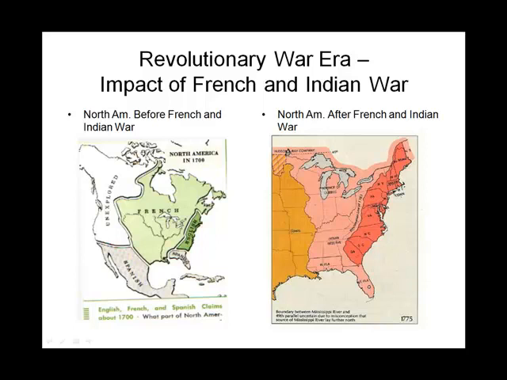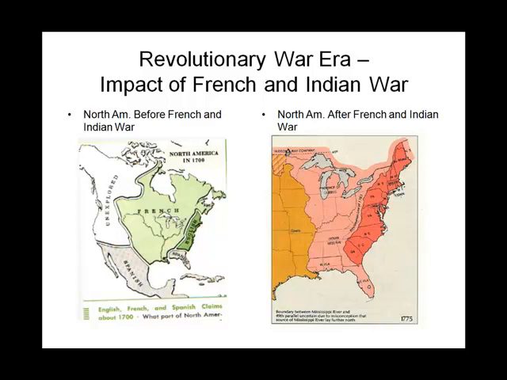In the aftermath of the French and Indian War, which the English win, the whole map of North America changes. The first thing that happens is that the Spanish lose their territory in Florida. They have to cede this territory to the British.